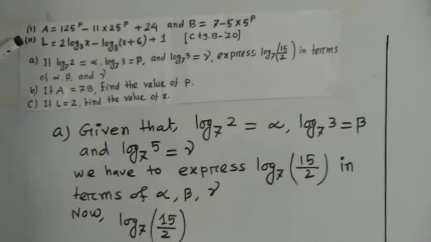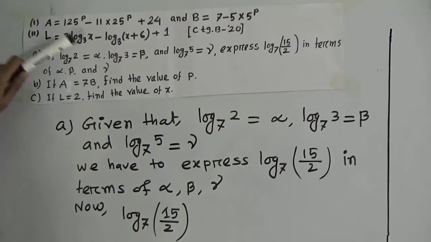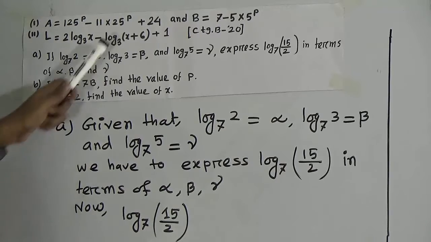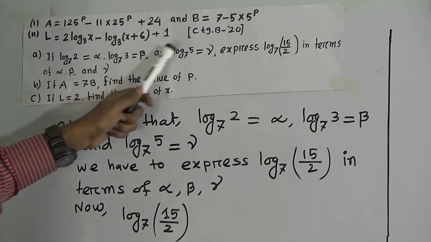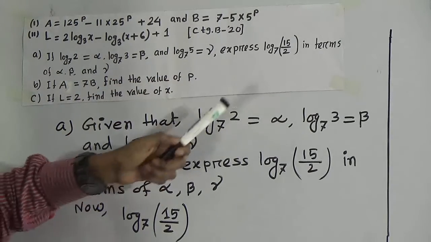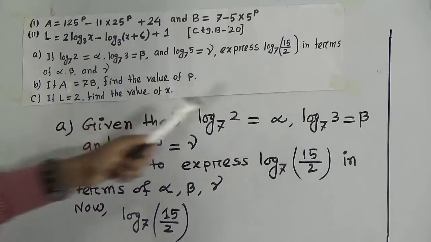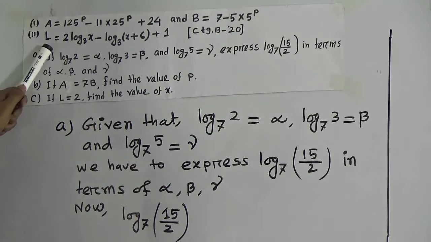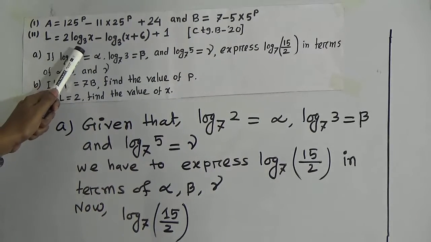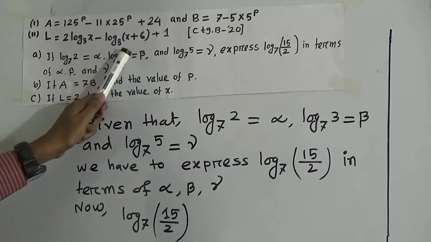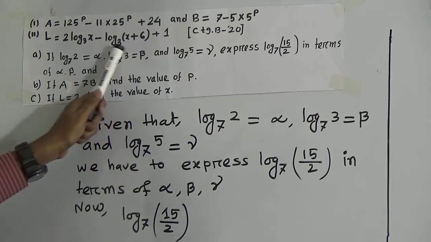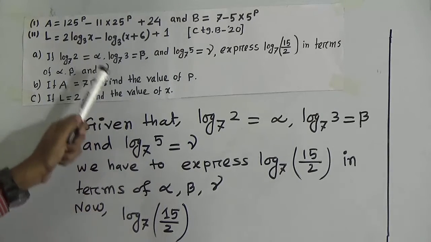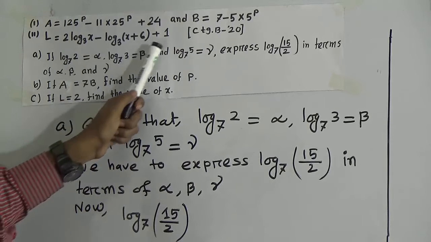A equal to 125 power p minus 11 into 25 power p plus 24, and b equal to 7 minus 5 into 5 power p. 2 number, L equal to 2 log 3x, log 3x plus 6. Here 3 is the base, 3 is the base plus 1.